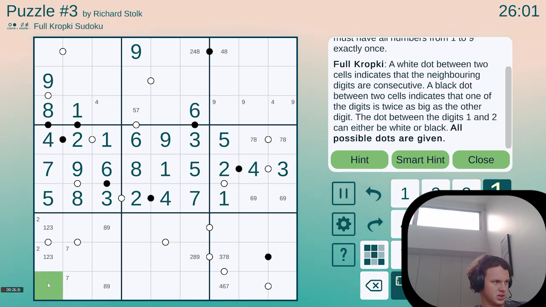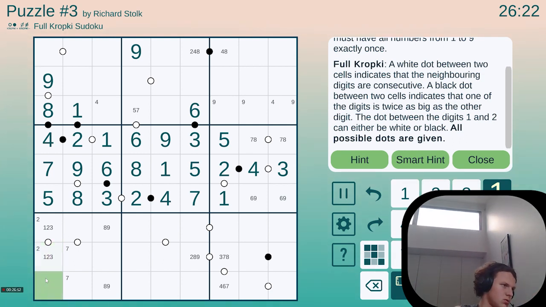Now if this is a 6, obviously 6 and 7 can't be consecutive, so the 7 has to go there, but the 7 has to be consecutive with the 6. We've already got 6 in the box. So I think that means that this cannot be a 2. Let me just go through that and make sure I'm not messing up.